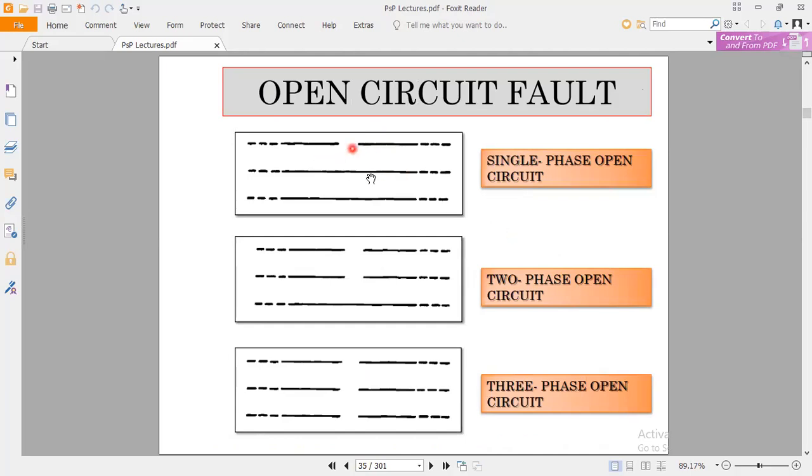Open circuit faults are: if a single line is open and the other two phases are in nominal condition, it's a single phase open circuit. Two phase open circuit is when the circuits of two individual phases are open, that is called the open circuit fault. And three phase open circuit is when the individual phases are separately open. In this way we can say there is an open circuit fault in a single, double and three phases.